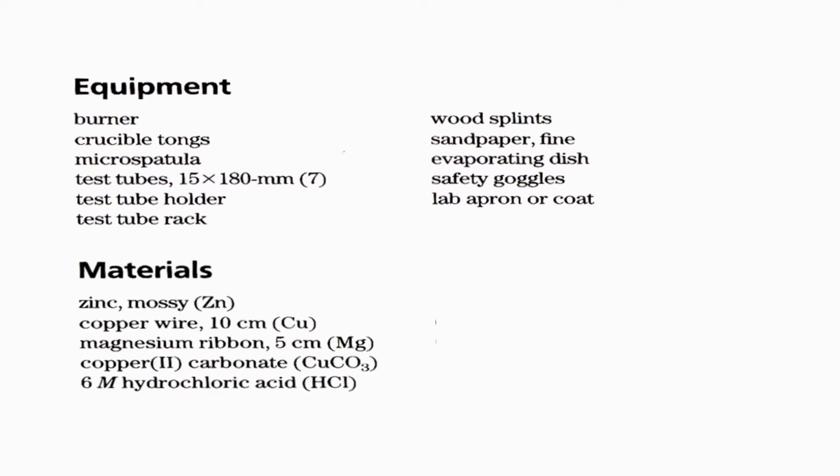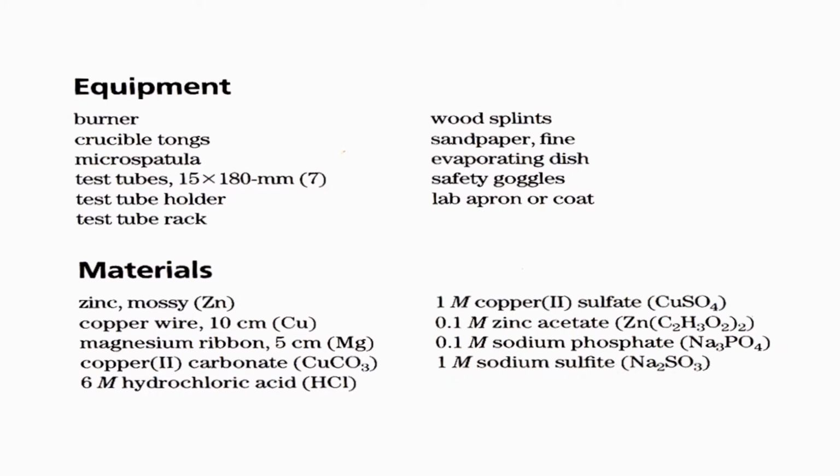So, the equipment that we'll be using: a Bunsen burner, crucible tongs, a microspatula, test tubes, a test tube holder, and a test tube rack. In addition, we will require wood splints, sandpaper, an evaporating dish, safety goggles, and a lab apron or coat. The materials include mossy zinc, copper wire, magnesium ribbon, copper 2 carbonate, and 6 molar hydrochloric acid, or HCl. 1 molar copper 2 sulfate, 0.1 molar zinc acetate, 0.1 molar sodium phosphate, and 1 molar sodium sulfite.